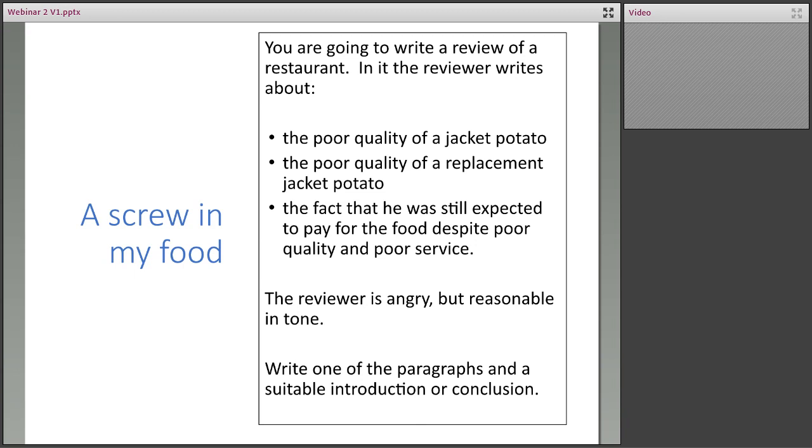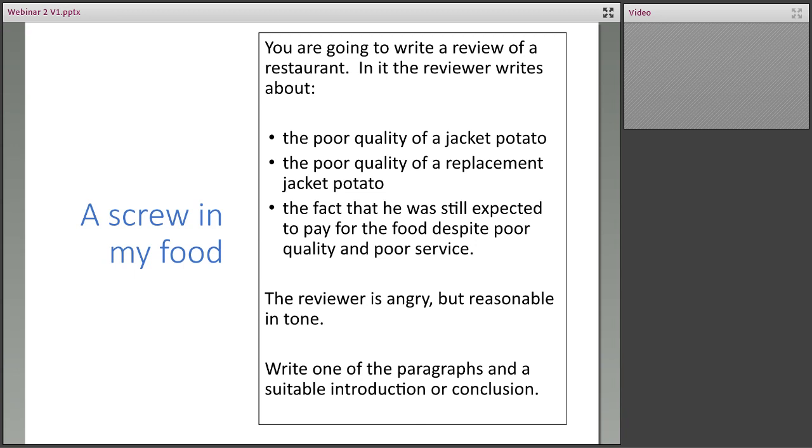Now, I did use this in the classroom actually just before the lockdown, and it worked brilliantly. They all understood what they needed to do more than they did for the Moran one, which took a little bit longer. But this one worked brilliantly. And also because the review itself is quite reasonably written.